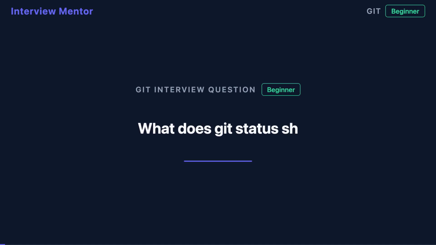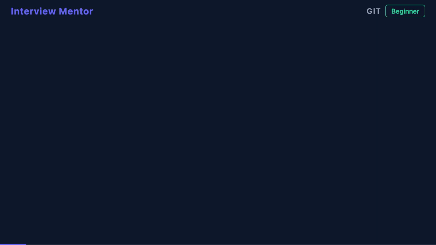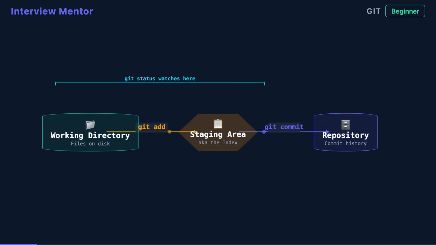Most developers run Git status constantly, but can you explain everything it shows? Git status gives you a snapshot of your project across two key areas: your working directory, all the files currently on disk, and the staging area, also called the index, which holds changes you've intentionally marked as ready to commit. Think of the staging area as a draft you're assembling before making it permanent.